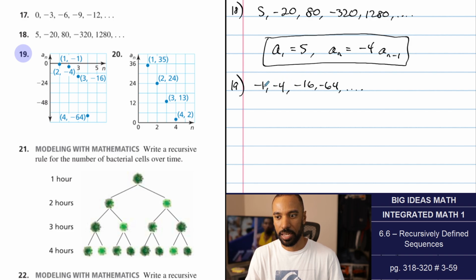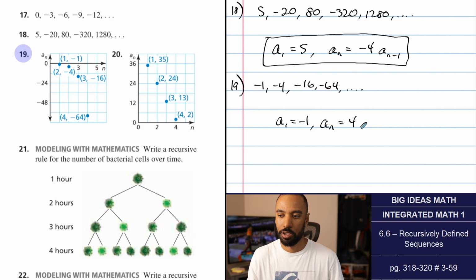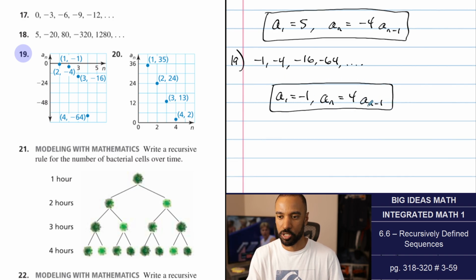We're not multiplying by a negative this time. The numbers stay negative. They started negative, right? So your first term is -1, and then you're multiplying by 4 each time, but not -4. 4 times a sub n minus 1. Also geometric, by the way. This was a geometric sequence given that rule.